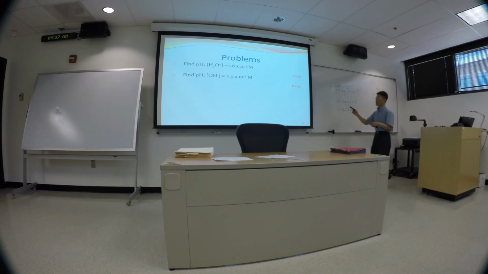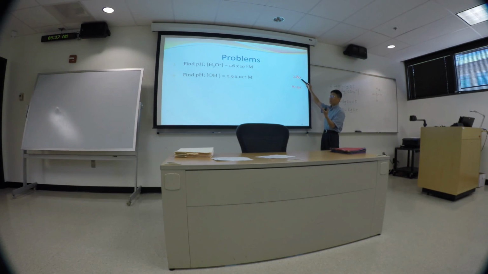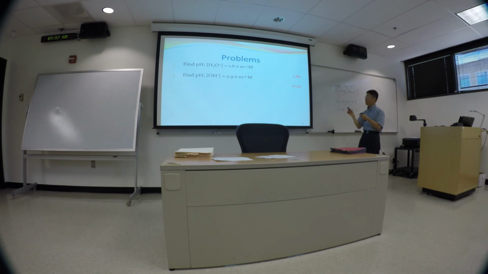Now again, this indicates the solution number 3 is acidic. Solution number 4 is basic. 7 is the watershed, if you will. Below 7, that's acidic, and above 7, that's basic there.